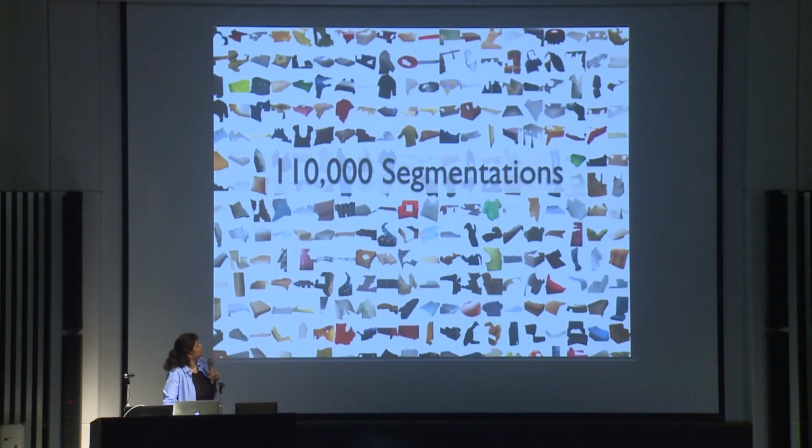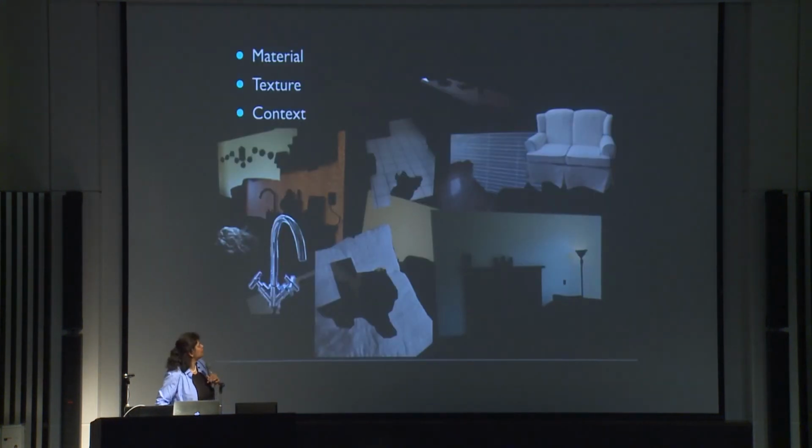So here's our final database to give you an idea where we are. 110,000 segmentations, so you can see some idea of segmentations here. Here are various fabrics. This is shirts. Some are more recognizable than others without the context. And I'll show you a little more detail on them. This is what people actually produce.